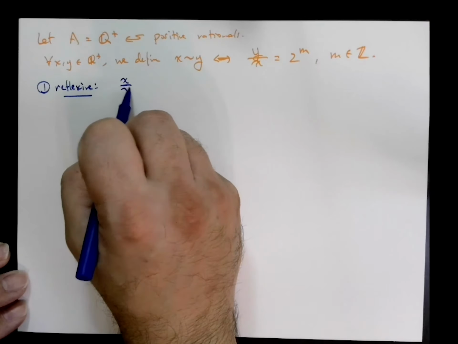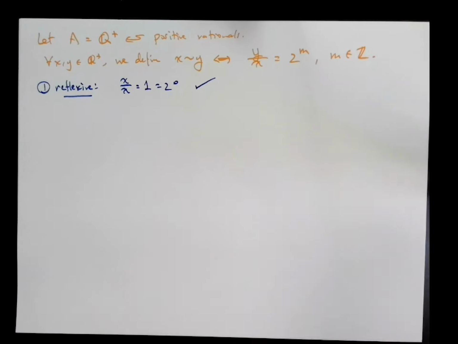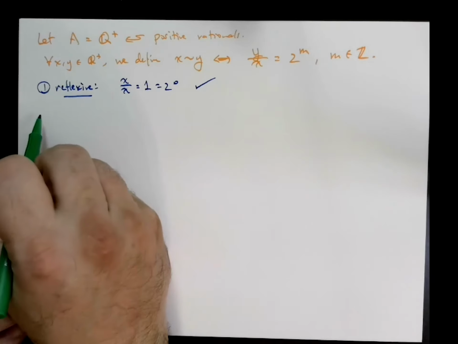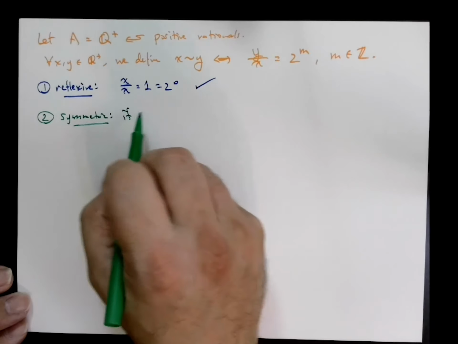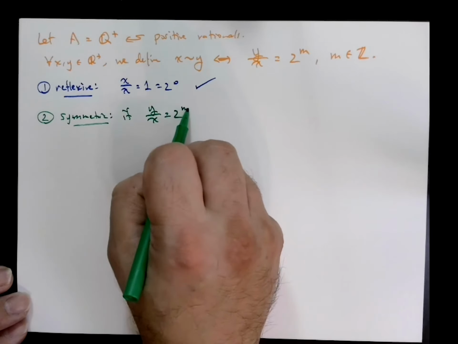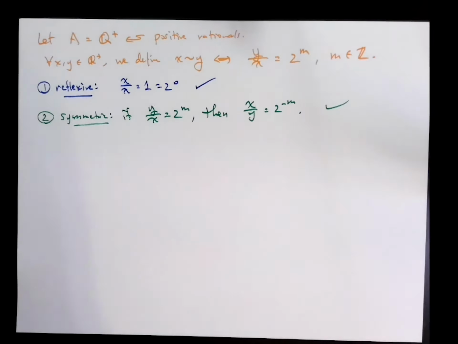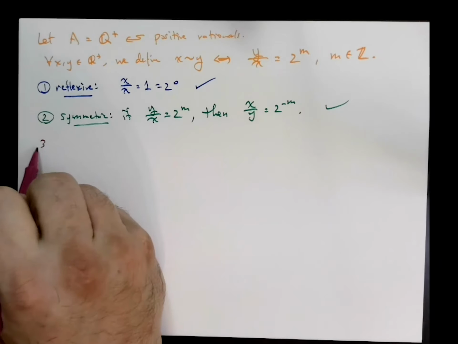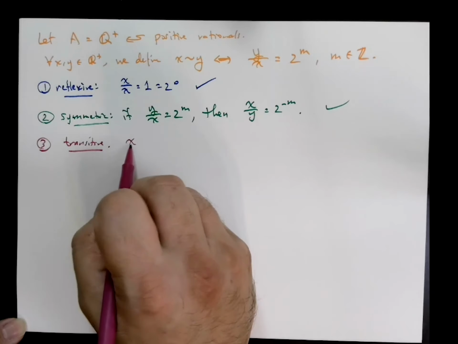Well, let's check. It's reflexive because if I take x equal to y, then x divided by x is 1, which is 2 to the 0. So for any x, x relates to itself. Let's check symmetric. If x relates to y, that means y over x is 2 to the m by definition, but then of course x over y is 2 to the minus m. Since we allow both positive and negative powers, this means y relates to x, so we get symmetry.